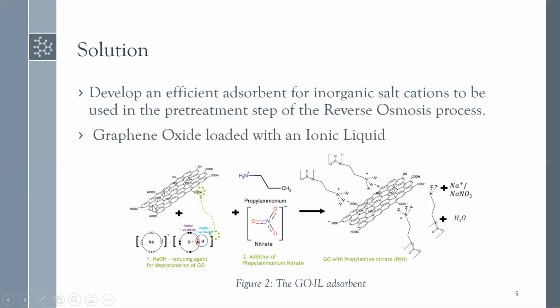Graphene oxide is a graphene sheet which is oxidized by using functional groups such as carboxyl and hydroxyl groups. The ionic liquid that we are using is propyl ammonium nitrate. Propyl ammonium nitrate contains two parts. The first part is the propyl ammonium, which contains a positive charge, and the second part is the nitrate, which has a negative charge. The positive charge of the ionic liquid gets attached to the graphene oxide sheet, while the negative part attracts the salt cations from the water.